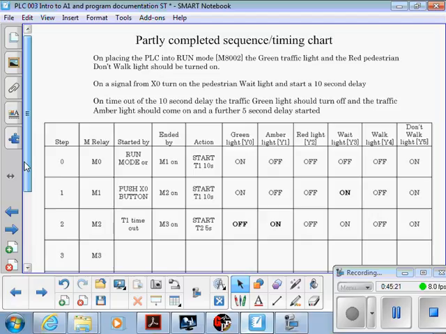What does that section do? It starts a timer. No, it doesn't. That's a typo. It latches M0. So as soon as you turn it on, you're going to latch your M relay. Then what you're also going to do is turn on the green light and turn on the red don't walk light. So those two are going to come on. The rest of the lights stay off.